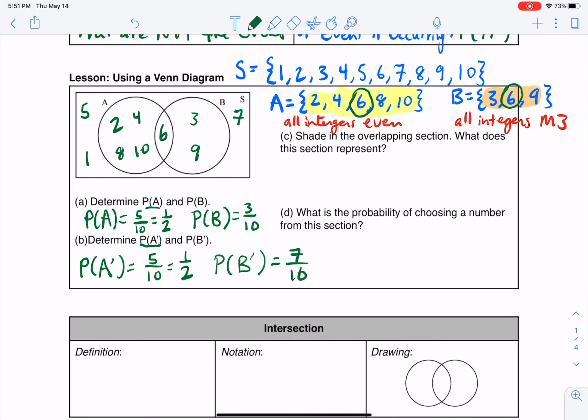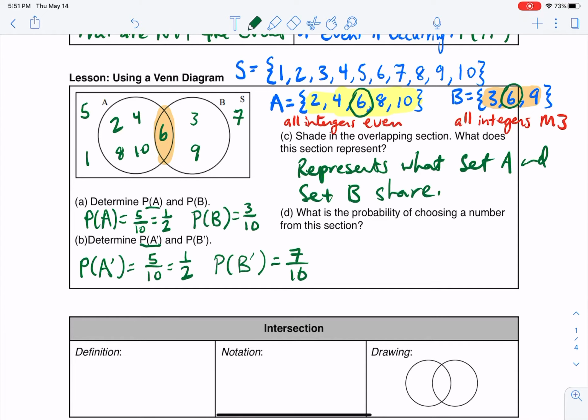Okay, for part C, we're asked to shade in the overlapping section. That's that 6 there. And what does this section represent? Well, we already discussed it. It represents what set A and set B share. And we're asked, what is the probability of choosing a number from this section? Well, there's only one number in that section. So the probability of that would be 1 out of 10.